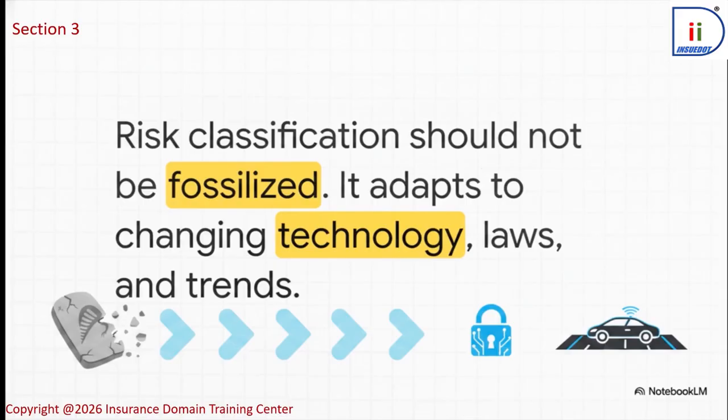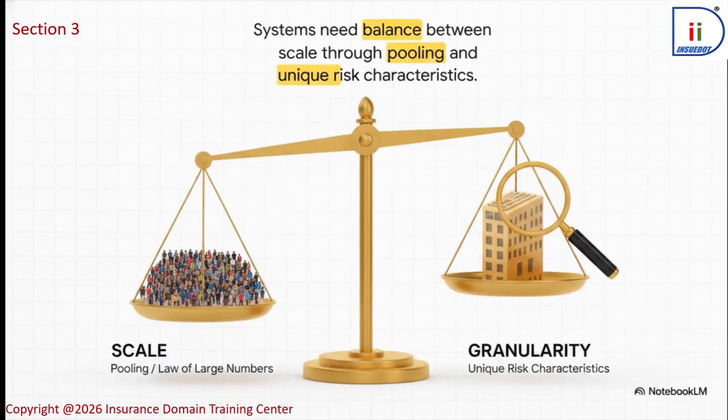Ultimately, everything comes down to simplicity and maintaining a careful mathematical balance. The objective is to create a risk pool that is large enough for the law of large numbers to work effectively, while still being detailed enough to accurately reflect the unique hazards of different groups. If the classification is too broad, fairness is lost. If it's too complex, administrative costs become excessive, making the insurance product economically impractical.